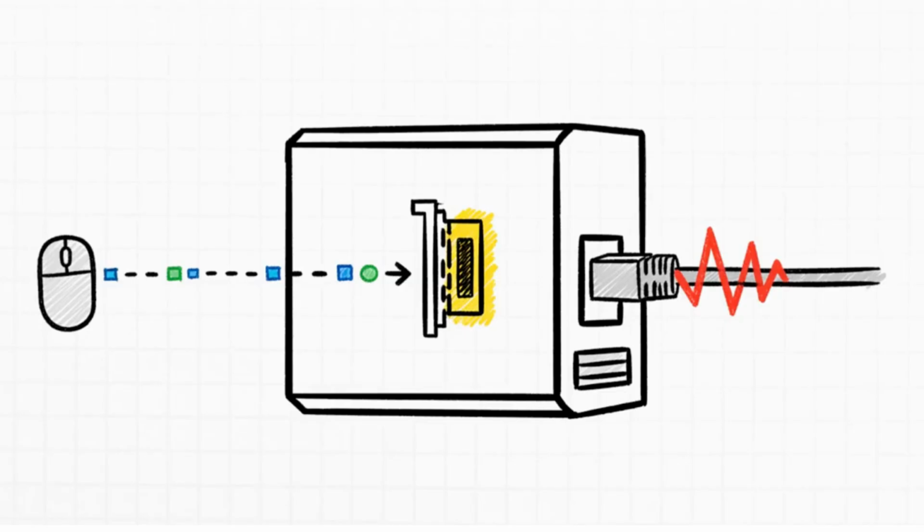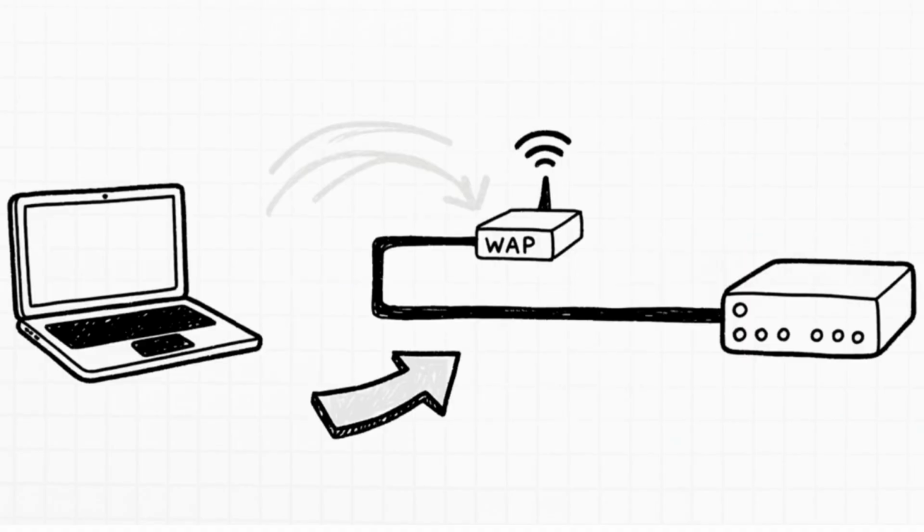All right, so the very first piece of hardware your click even talks to is the network interface card, or NIC, inside your computer. This is the official starting gate. It's the device that has the job of translating the purely digital command of your click into actual physical electrical signals that can travel down a wire. And just like that, that signal is on the move.